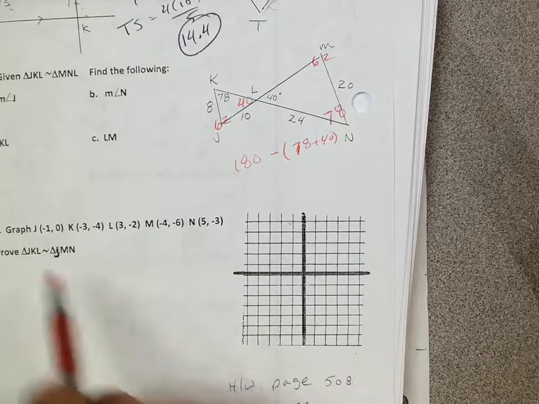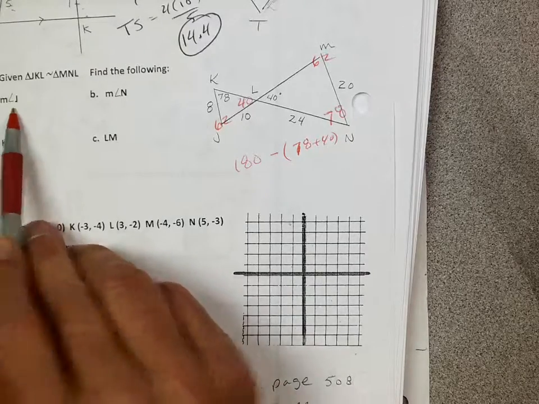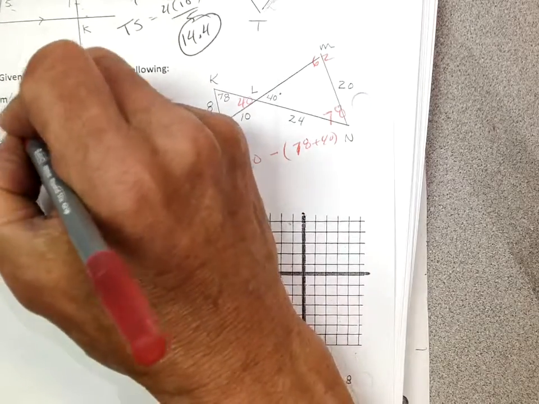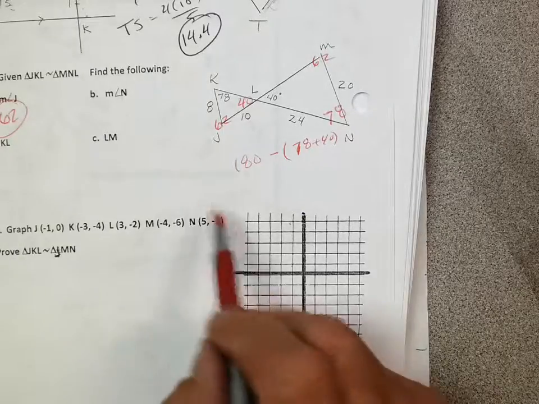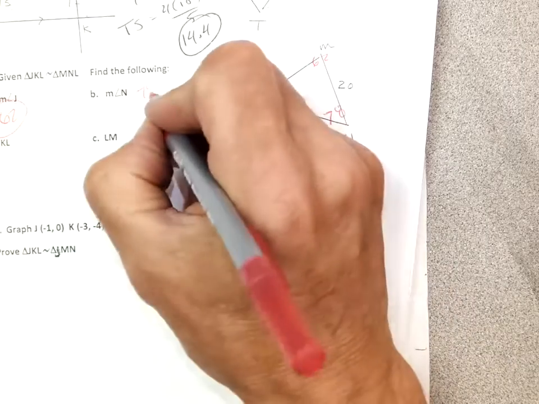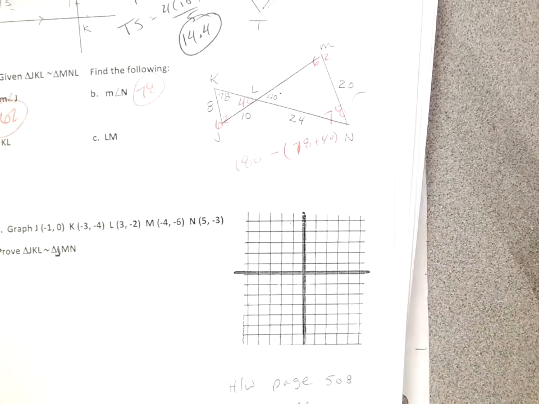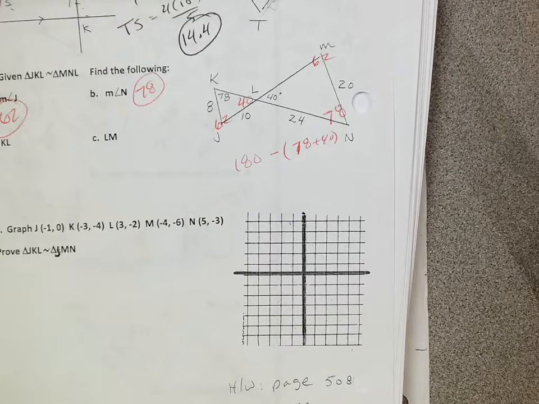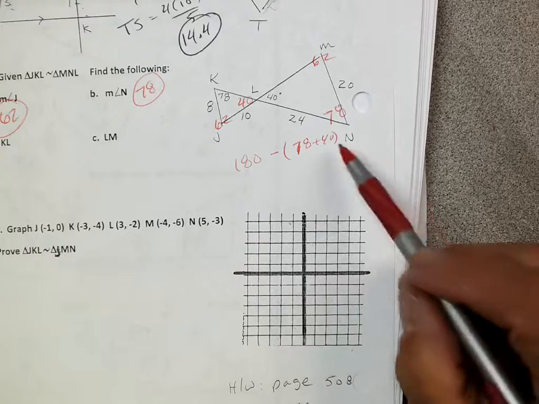So right off the bat, angle J, we got that one. Angle J is 62 degrees, right? Angle N is 78 degrees, right? So thumbs up on that one, right? Everybody agree? Thumbs up. Everybody can do that one, right? Just corresponding angles are congruent. And then we had to find that one from 108, okay?